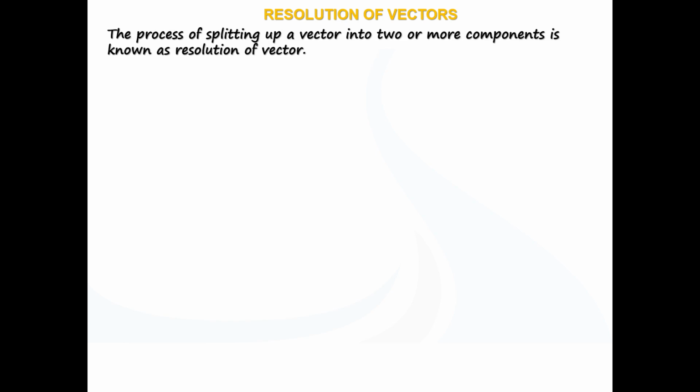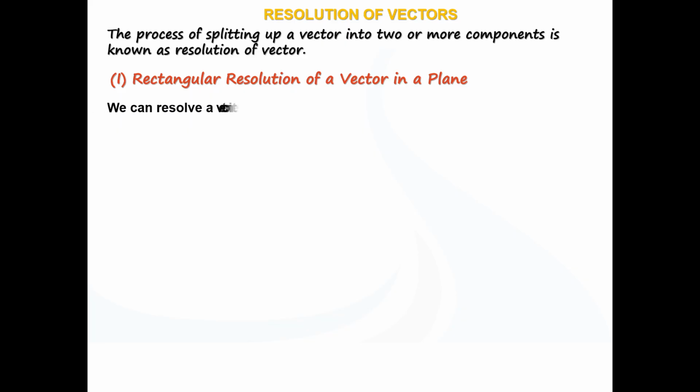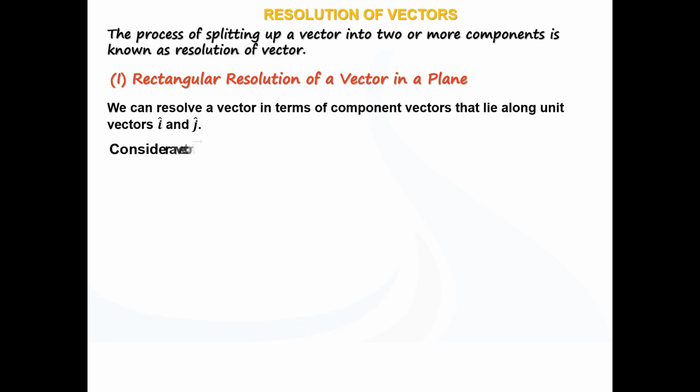Now, resolution of vector. The process of splitting of a vector into two or more components is known as resolution of vector. First, rectangular resolution of a vector in a plane. We can resolve a vector in terms of component vectors that lie along unit vector i cap and j cap.